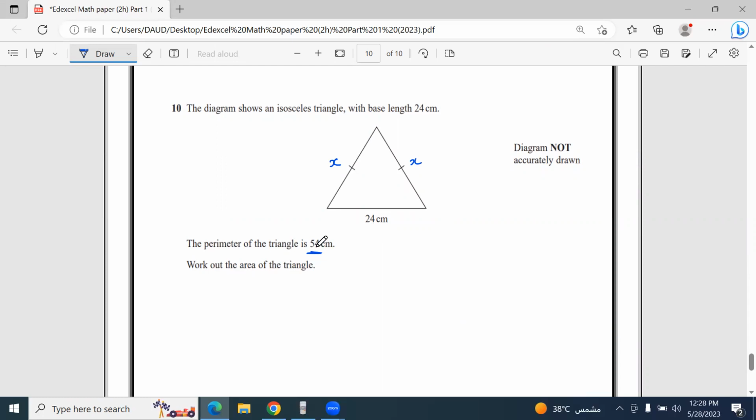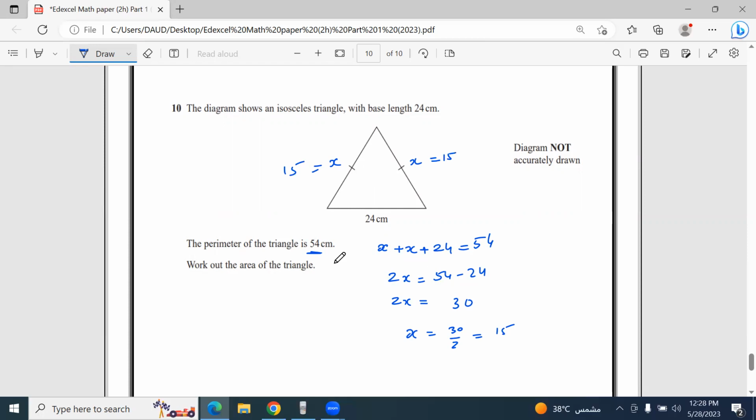So first, with the help of the perimeter, we will try to figure out the value of x, okay? So x plus x plus 24 equals 54, and 2x is equal to 54 minus 24. 2x is equal to 30. So x is equal to 30 divided by 2, which gives us 15. So it means x is 15.